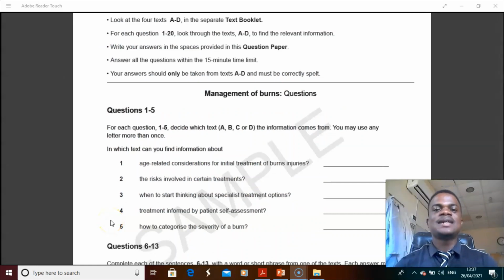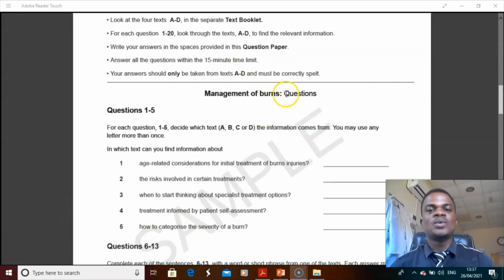All right, let's see how you can manage your time. We'll start from part A of the reading test. Remember, you have 20 questions in part A to answer in 15 minutes. That means you just have 45 seconds for each question.